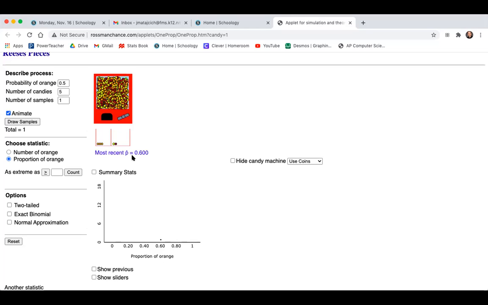Let's draw samples. All right, awesome. So I took 5 candies out of this jar, and we got 3 candies that were orange. So our proportion was 3 out of 5, or 60%. And this dot down here represents the sample. This one dot represents 5 candies altogether. Now, if I take another sample, this time we got 2 orange candies out of 5. So our proportion is 40%.